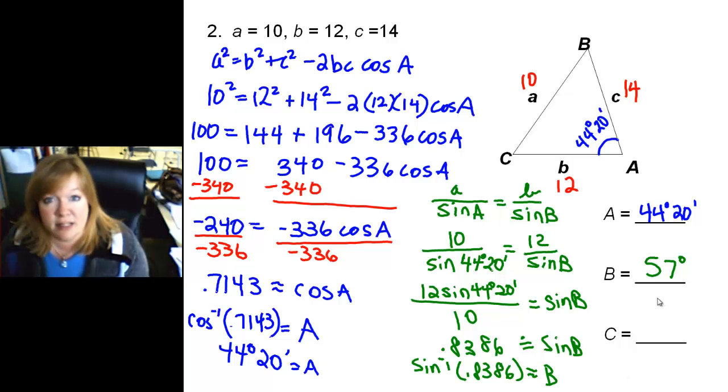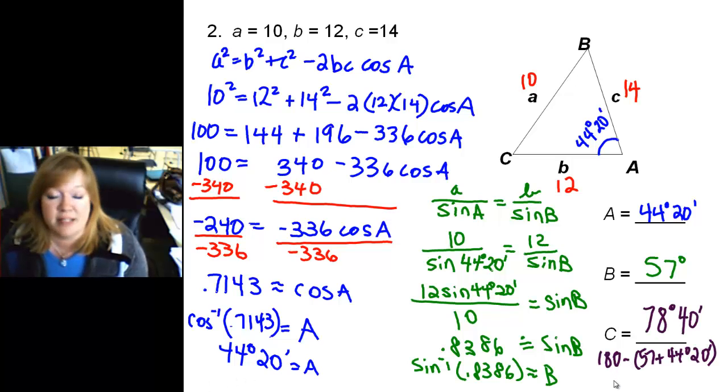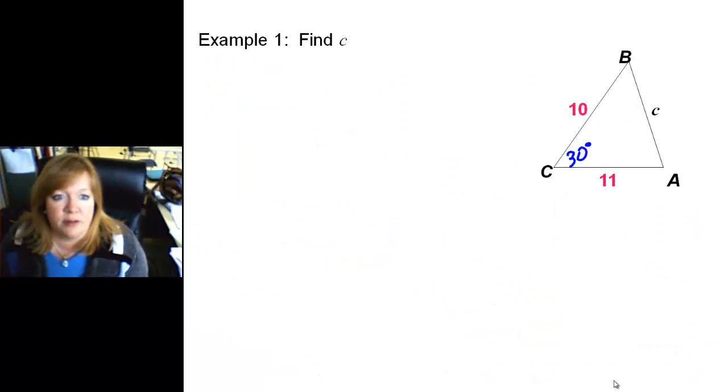Angle C is easy. It's gravy because all we have to do is add these two and subtract from 180 to get angle C. So we've got 78 degrees, 40 minutes.